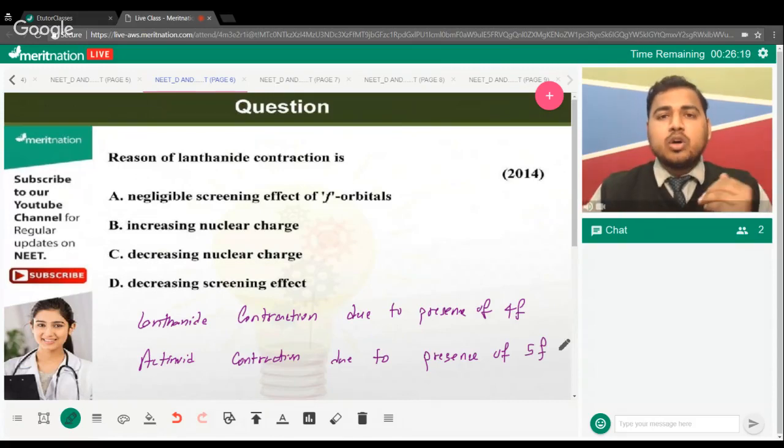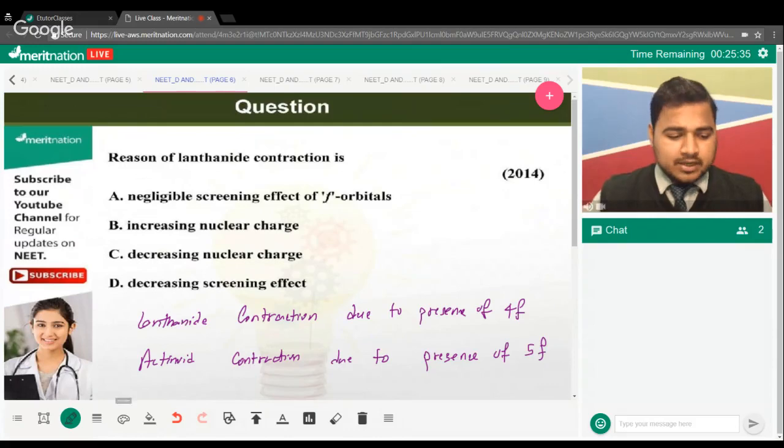If you are talking about s subshell, p subshell, d subshell and f subshell, d and f subshells are very large in size. If you are comparing d and f, then f is larger in size as compared to the d subshell. Both d and f subshells, due to larger size, have very poor screening effect. Screening effect means charge field lines are originating from the nucleus, but these d and f subshell electrons are not able to shield that charge. So these field lines can easily reach the outermost electron by passing through these d and f subshells. So this is the meaning of screening effect.